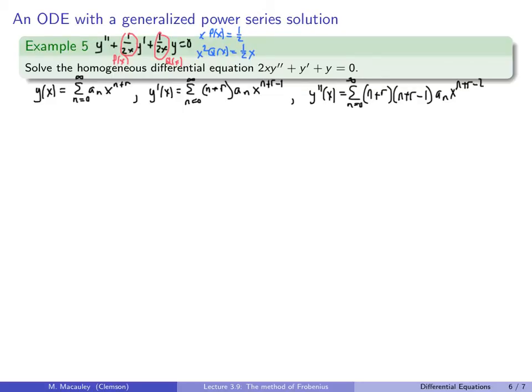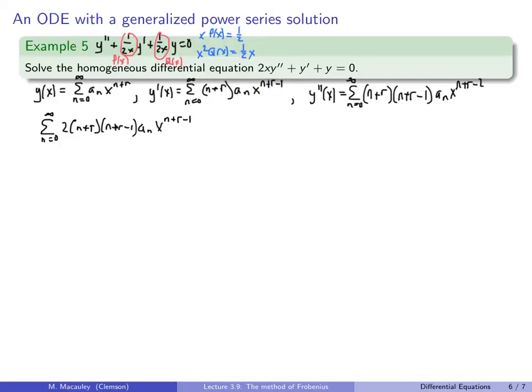So let's do this term by term, this 2xy double prime term. So I'm going to take this thing, multiply by 2, and then multiply by x, which is going to make this negative 2 into a negative 1. So this first term is going to be the sum from n equals 0 to infinity of 2 times n plus r times n plus r minus 1 times an times x to the n plus r minus 1.